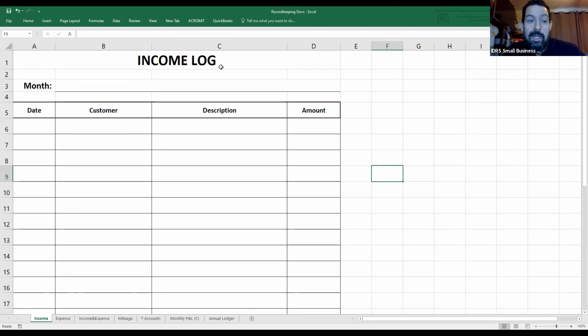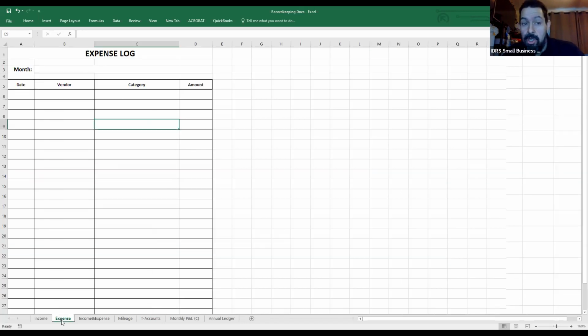So here's the income log. I also have it, and we can send this to you. I don't have it ready just yet because I haven't put in all the formulas, but if anybody's interested, we can definitely email this out to folks. So here's an expense log if you wanted to have something separate, right?